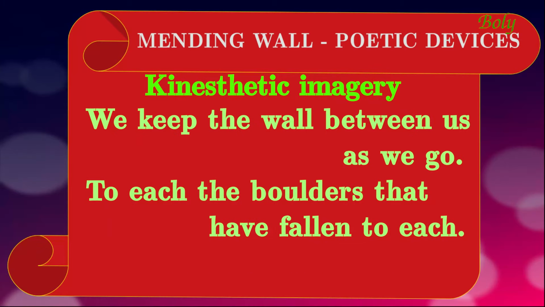The poet uses kinesthetic imagery while he describes the neighbors mending the wall. In kinesthetic imagery, one gives a picture of a movement. For example, in the lines, "We keep the wall between us as we go to each the boulders that have fallen to each." There the readers get the picture of the neighbors' movement, how they walk, placing the boulders on the wall. That movement we get in our minds. So there lies kinesthetic imagery.